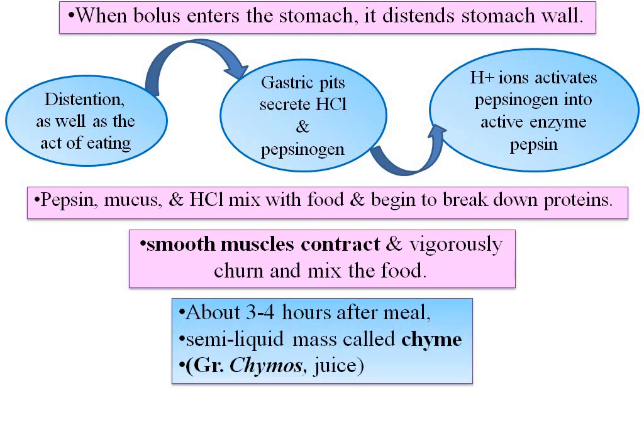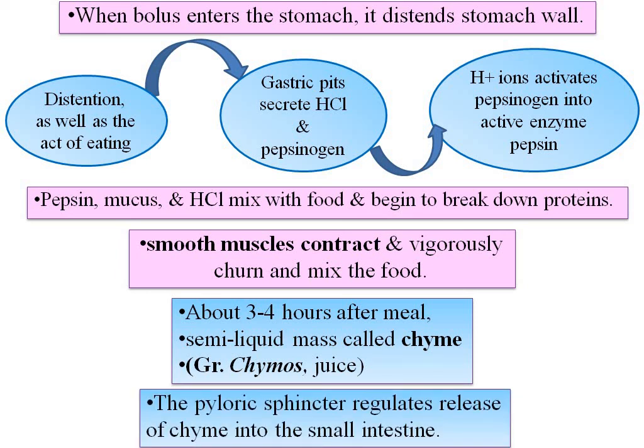About 3 to 4 hours after a meal, stomach contents have been sufficiently mixed, forming a semi-liquid mass called chyme. The word chyme is derived from a Greek word chymos that means juice. The chyme is released into small intestine by pyloric sphincter.